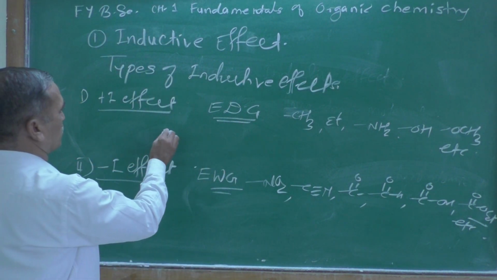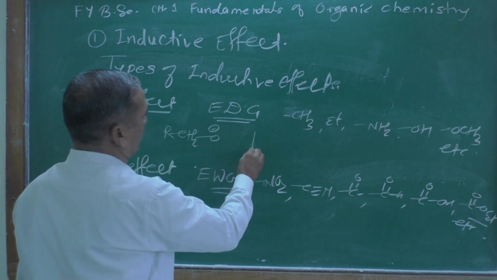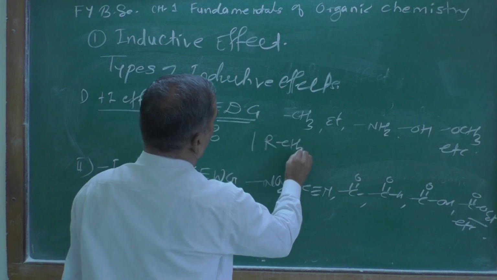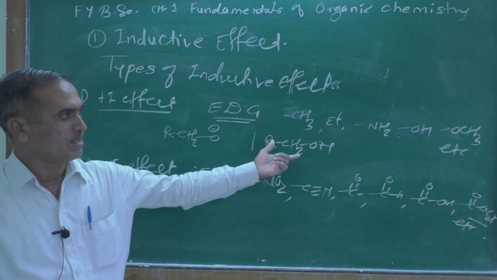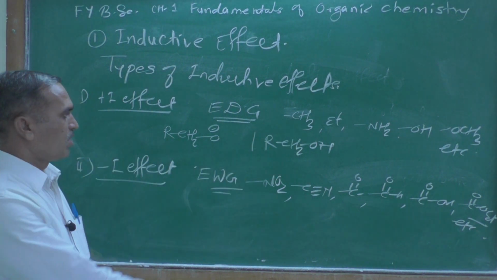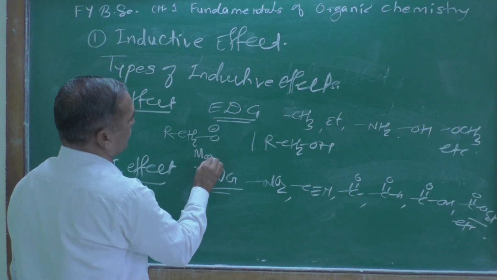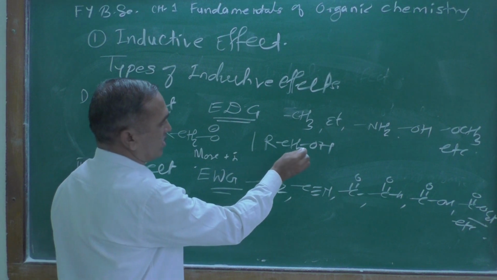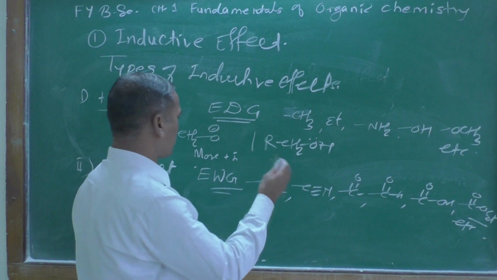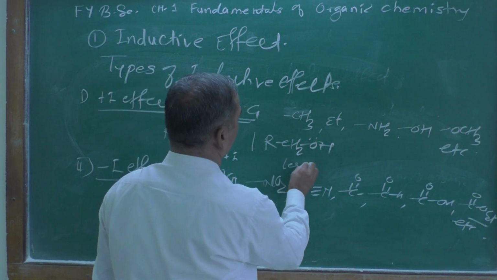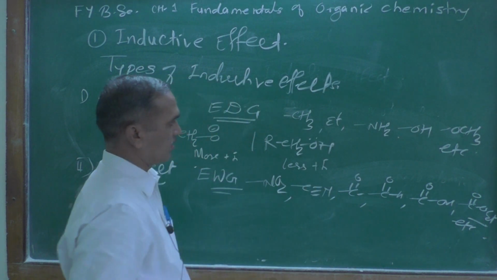For example, let us look at RCH2O minus and RCH2OH. Here is an alkoxide and here is an alcohol. The alkoxide exerts more plus I effect, whereas the alcohol, as we know, is neutral in nature, and that neutral molecule exerts less plus I effect.